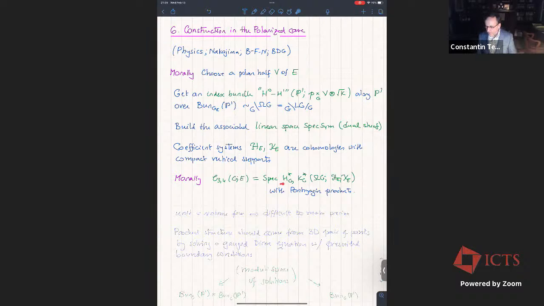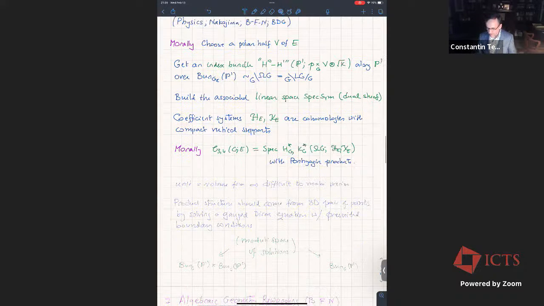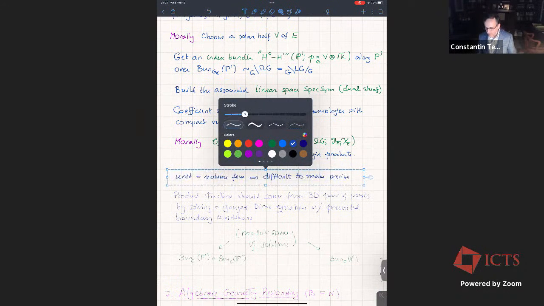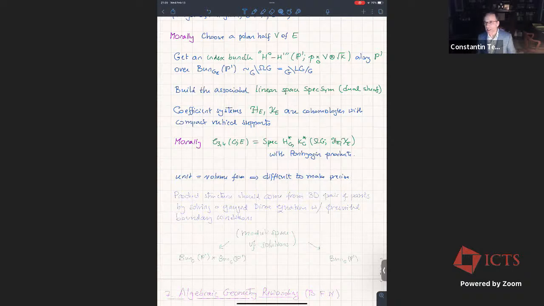Now, it's not difficult to define these homologies. What's not possible in this picture to do is define the product, because what you'd like to say is that the unit for this product is the volume form on omega G. So you want to define it by integration. And that's a little difficult to make precise. In fact, I think Nakajima proposed those to try to make that precise.